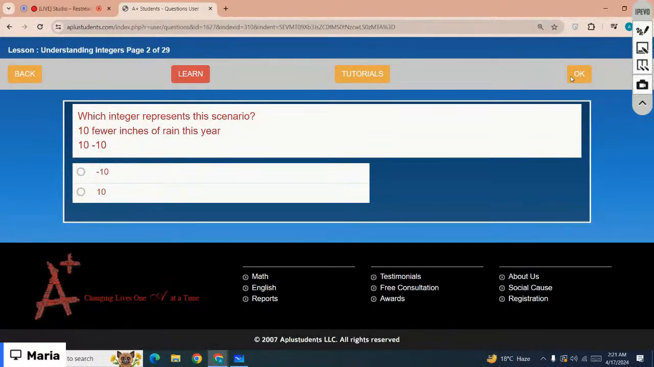Which integer represents the scenario? So which is the correct option? 10 fewer inches of rain this year. So that would be a reduction, right? It would be represented by negative 10. The correct option is negative 10.